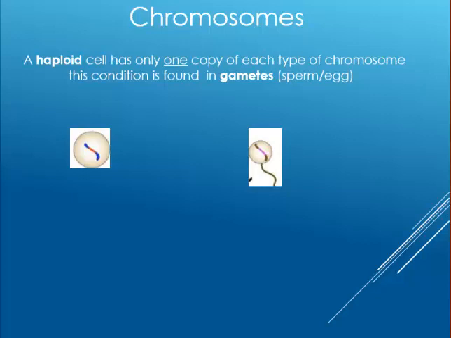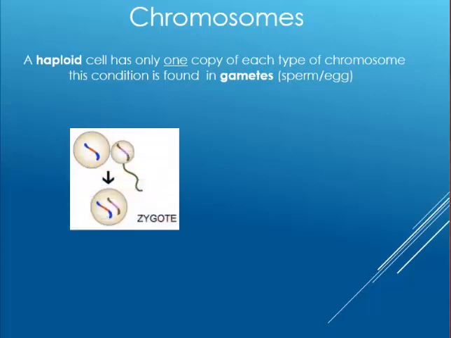Cells can also have a haploid condition. A haploid cell is a cell that has only one copy of each chromosome. The haploid condition can be found in gametes. Examples of gametes include sperm and egg. Now, sperm and egg, as gametes, can get together in a fertilization event, and when they do, they can combine their sets of chromosomes to form a diploid zygote, which can then undergo cell division to become an offspring.